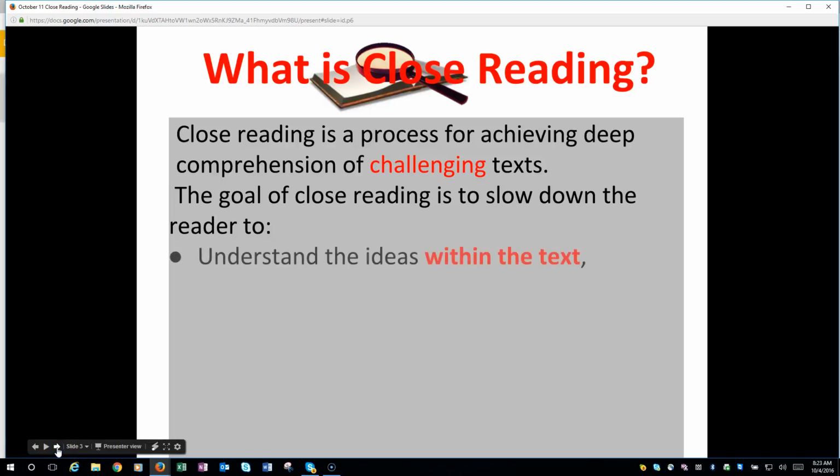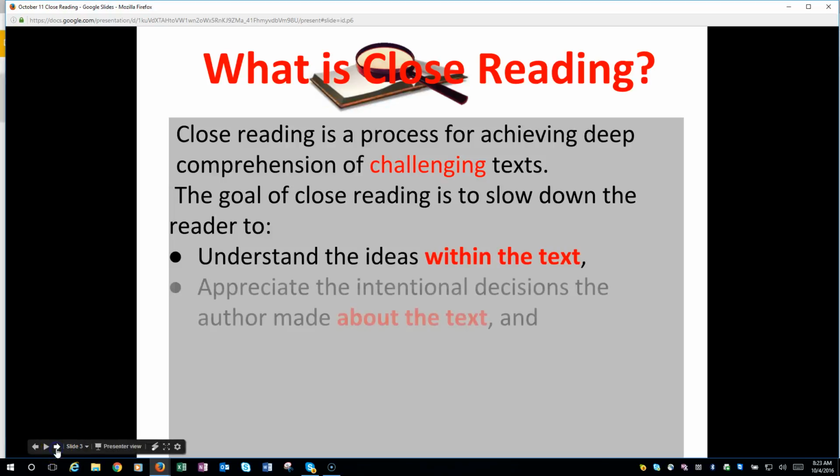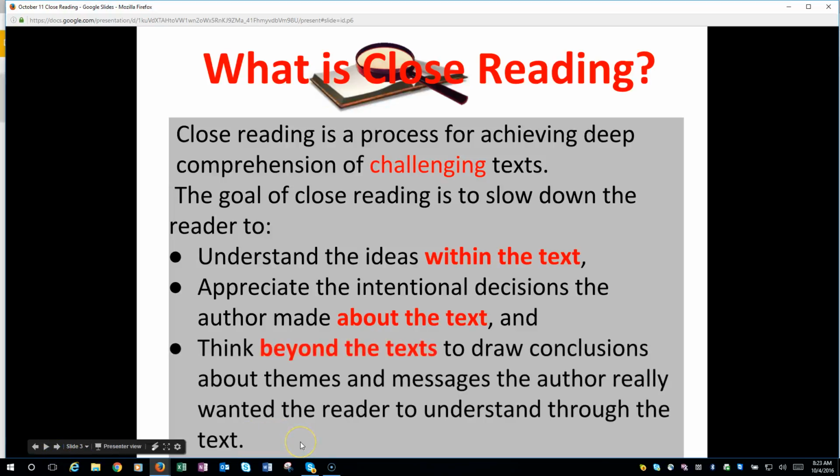But also, our goal in teaching our kids about close reading is to slow them down to do the following things: to understand the ideas within the text, those are the things that are just right there that the author has told us about, to appreciate the intentional decisions the author made about the text, author's purpose, about why did the author do this, slowing them down long enough to look at the structure. Why would an author use this organizational structure? And then think beyond the text. That's where we want them to infer, draw conclusions, be able to think about the themes and the messages that the author really wanted the reader to know and understand. So that's the whole purpose of close reading.